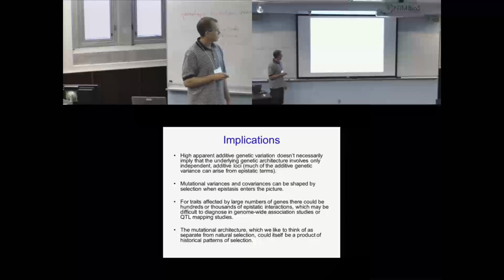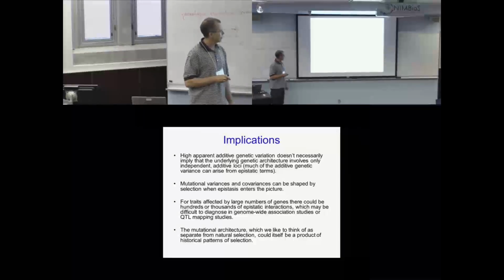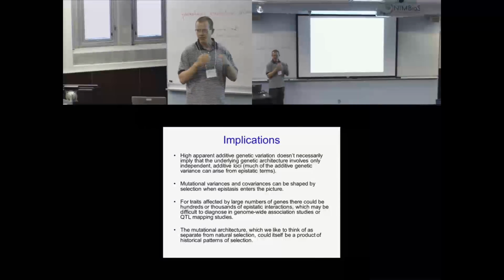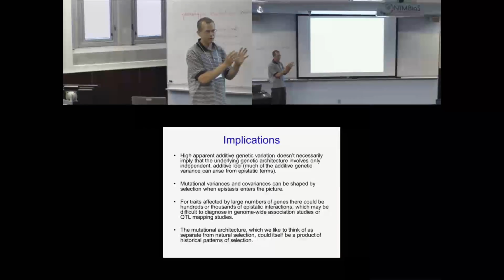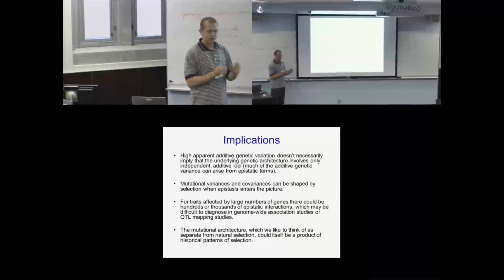And then I think this causes us to think a little bit differently about the mutational architecture, because at least I thought about it as like this developmental thing that's separate from natural selection, and it's the raw material of evolution, and then natural selection can act on that. But what we're seeing when we start thinking about epistasis is actually there's feedback from natural selection that affects the mutational architecture, and then that changes the nature of how natural selection can act on the population, and then in turn that changes the mutational architecture. So there's a very complex relationship between the mutational architecture and natural selection.